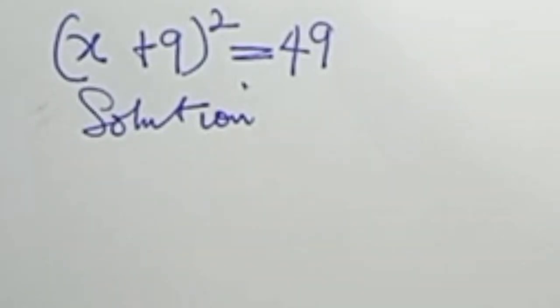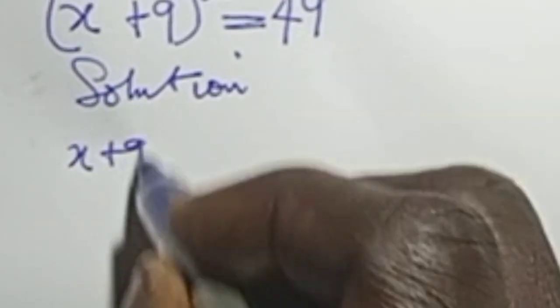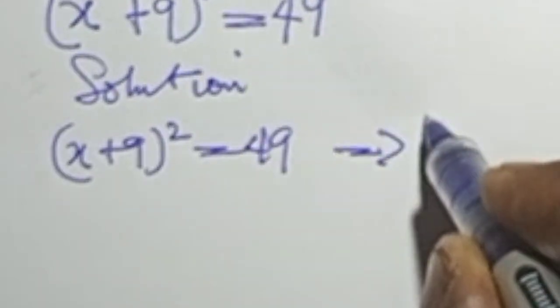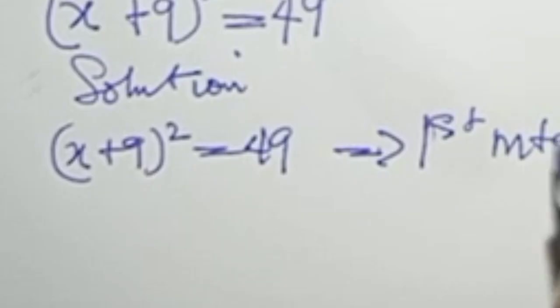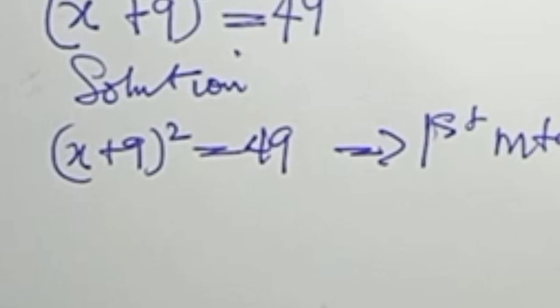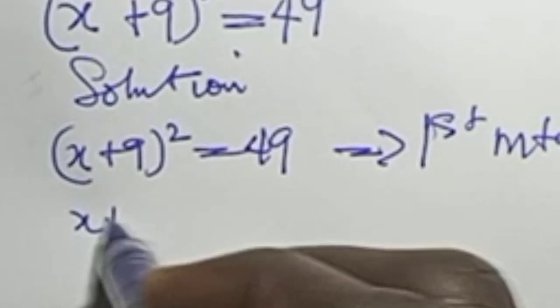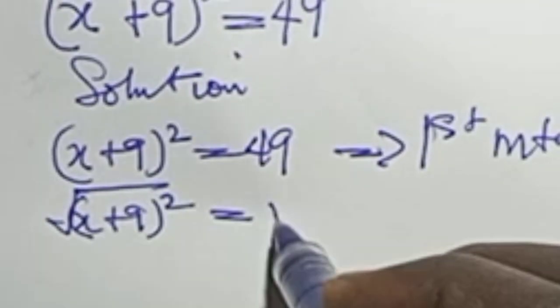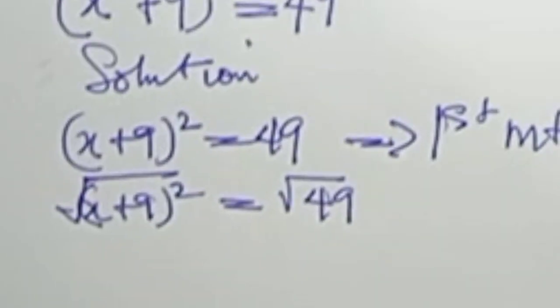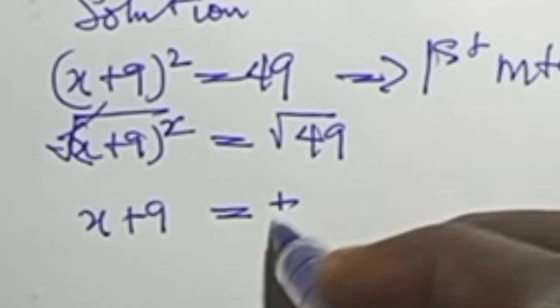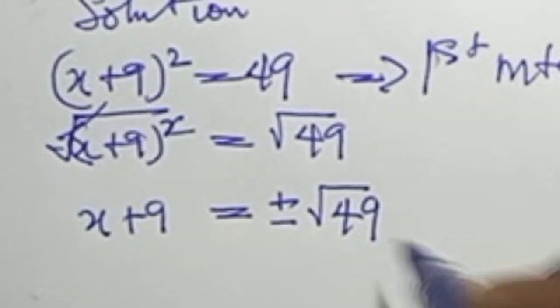So if I say (x + 9)^2 = 49, this is the first method. We're going to take the square root of both sides so that this square can be cancelled out. That is, the square root of (x + 9)^2 is equal to the square root of 49. And definitely the square root can cancel the square, so that x + 9 will be equal to plus or minus the square root of 49.